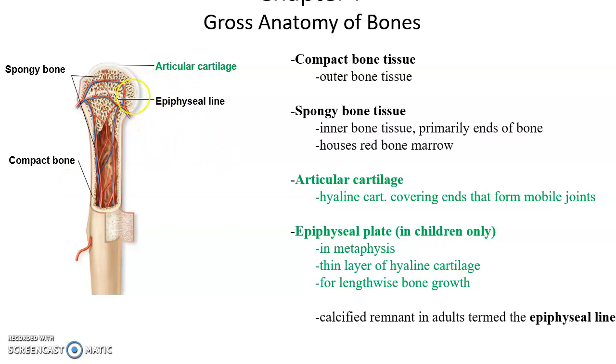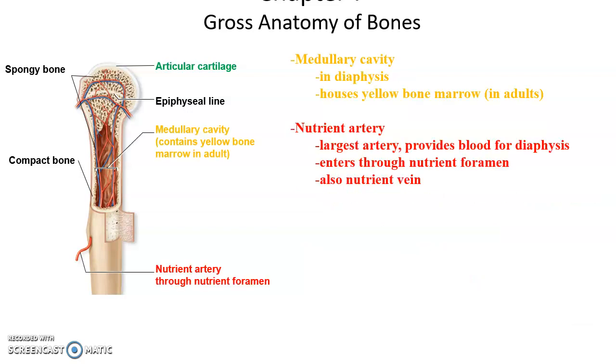And then we also, in children, have what's referred to as an epiphyseal plate composed of hyaline cartilage. That is where the growth in length occurs for the bones of children. However, as the children become adults, that epiphyseal plate will calcify and becomes the epiphyseal line. So in adults, we have the epiphyseal line. Children have epiphyseal plates. In the medullary cavity, we will find the yellow bone marrow for adults.